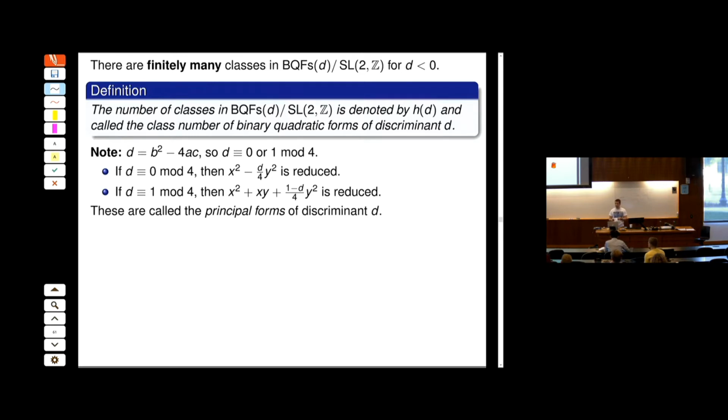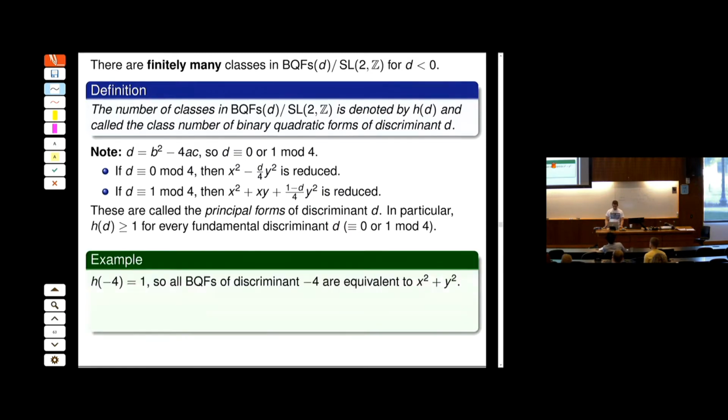If you give me a fundamental discriminant, so a number that is 0 or 1 mod 4, then there are forms with that discriminant. There is at least one. The question is now, if you give me one, how many classes will there be? So in particular, h of d, the class number, is bigger than or equal to 1.